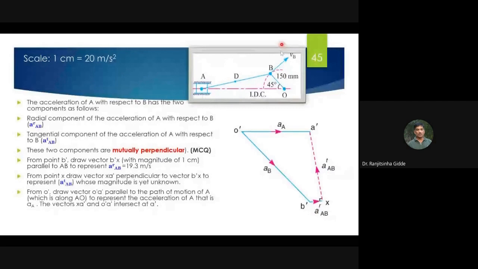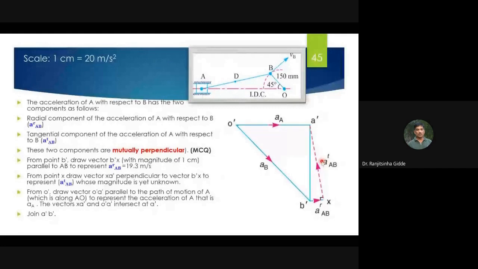Now to represent the total acceleration of this link AB, we need to draw one line as a resultant of these two vectors. Join, next line you can write, join A dash B dash.